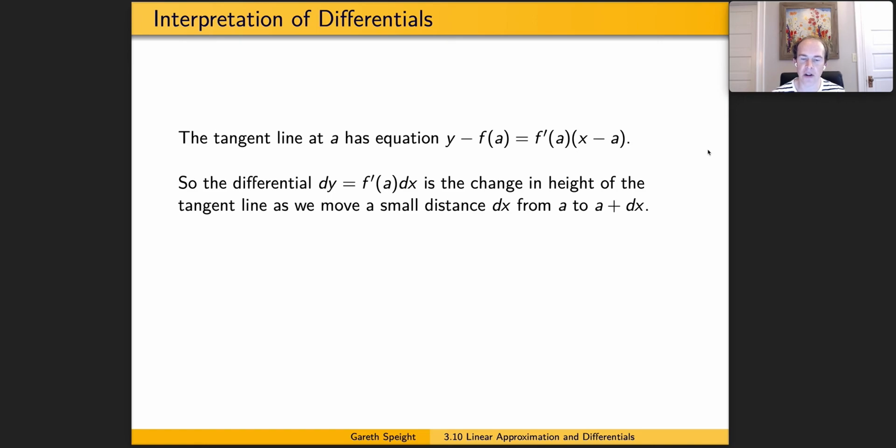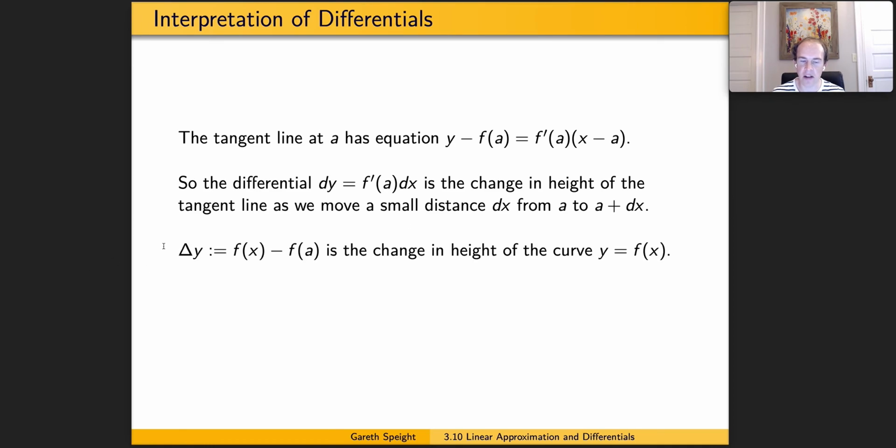So if we think about the differential dy at a, which is f prime of a times dx, this is the right-hand side if we move from a to a plus dx, right? So if I sub in x equals a plus dx, I'm going to get f prime of a times dx. So the differential dy is the change in height of the tangent line when we move to a nearby point.